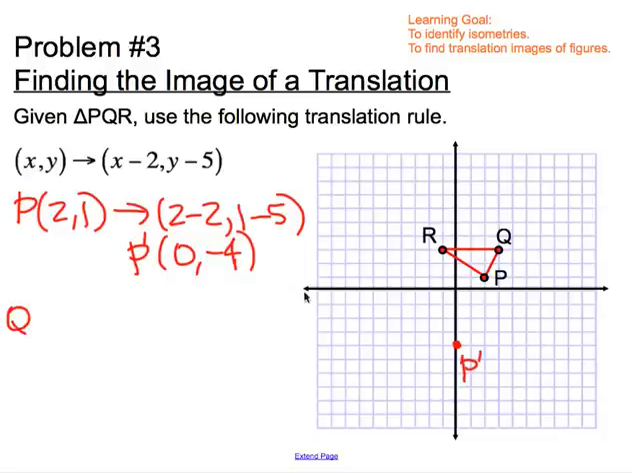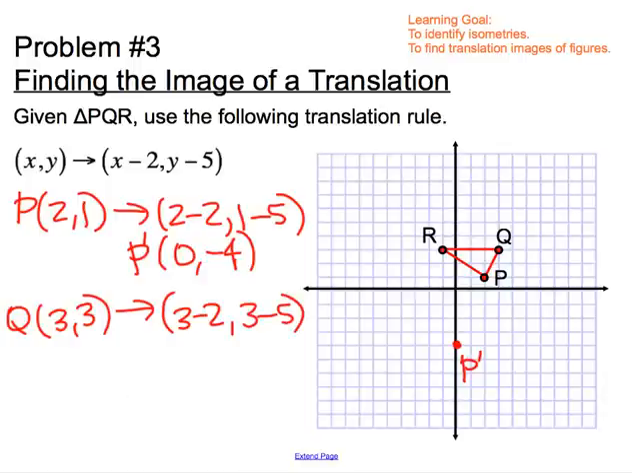So Q, we can look at the figure and we can see that Q is at 3, 3. And after translation, we're going to have 3 minus 2 and 3 minus 5. So Q prime is going to be located, 3 minus 2 is 1, and 3 minus 5 is negative 2. So we have 1 comma negative 2, and we find Q prime is going to be located right there.